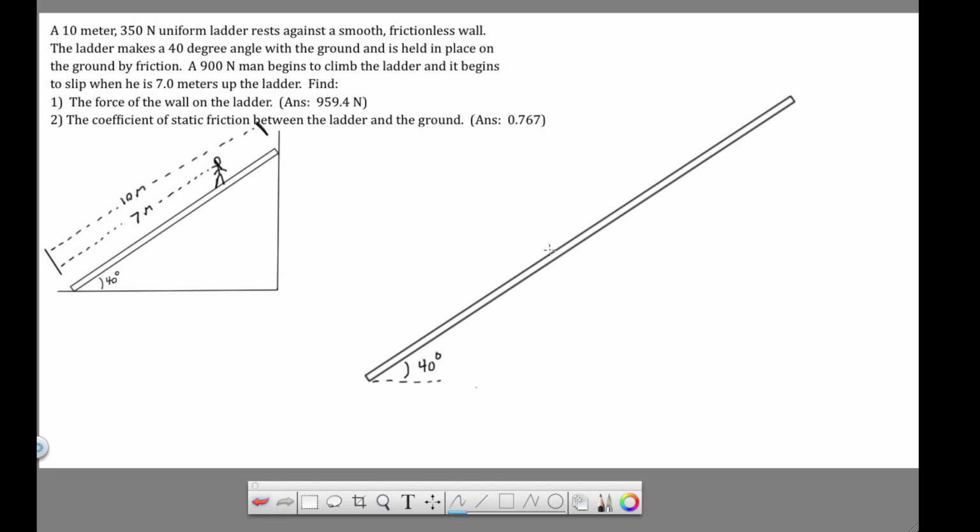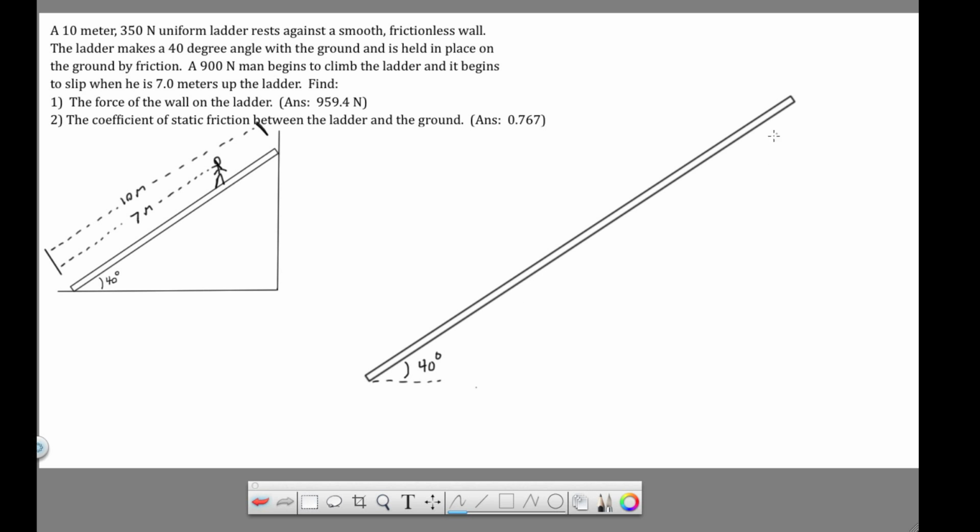So we're told the length of the ladder, and we're given the weight of the ladder is 350 newtons, and we're told that a 900 Newton man is 7 meters up the ladder, measured from the bottom. So the first thing we want to do is do a free body diagram that shows all the forces that are acting on the ladder.